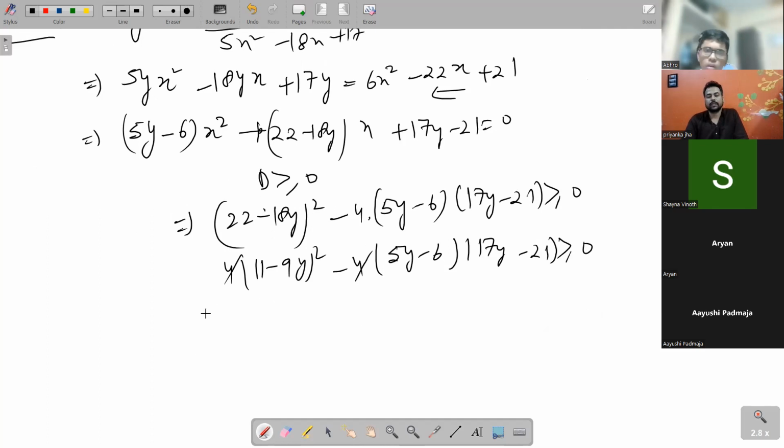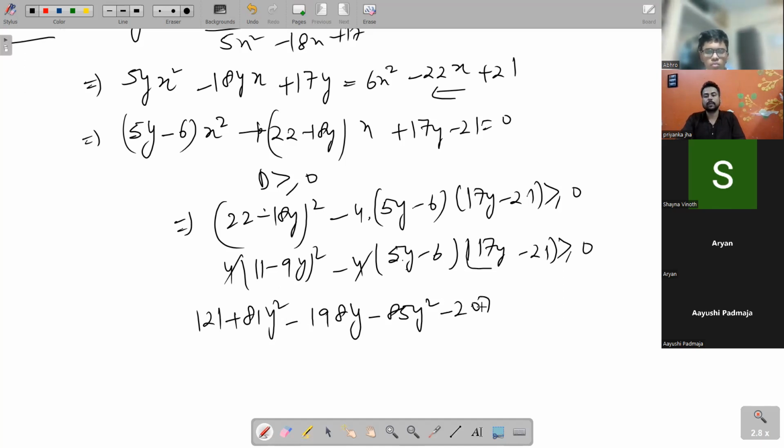4 gone. Open this. A square plus b square minus 2ab. 22 into 9, how much? 198. Yes, correct, 198. Multiply this: this is minus 85y square, minus 105y, and this is minus 102. So 207y, and this is minus 126, greater than or equal to 0.